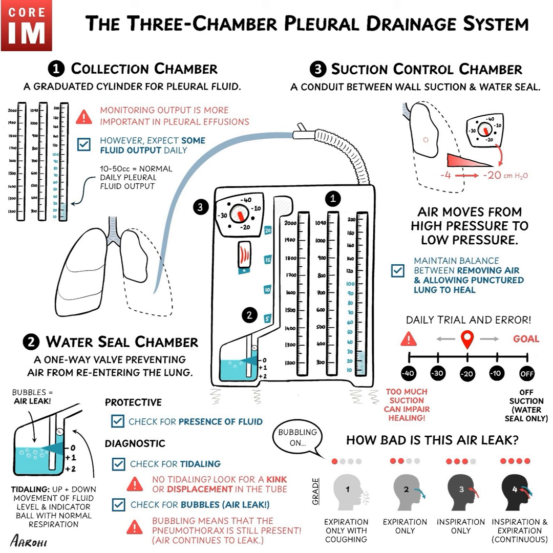So why don't we summarize what we've learned so far? The water seal chamber is where you can visualize tidaling as well as an air leak. Up and down movement of fluid within the tube or of the indicator ball with respiration indicates normal chest tube function. But loss of this tidaling with the indicator ball can indicate kinking in the chest tube or displacement of the tube. Right. And if you see any bubbling, that means there is an air leak, aka the pneumothorax is still present. And I think I've learned that if I ask a patient to take a slow breath in and out, I can better characterize the degree of bubbling and how bad that air leak is.